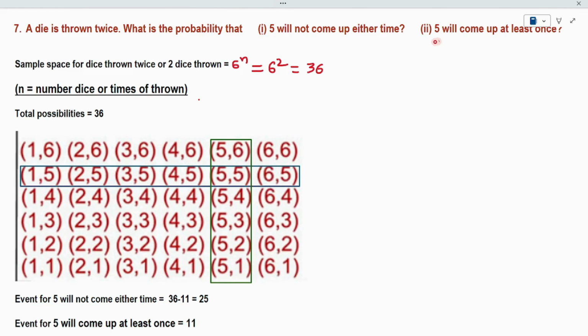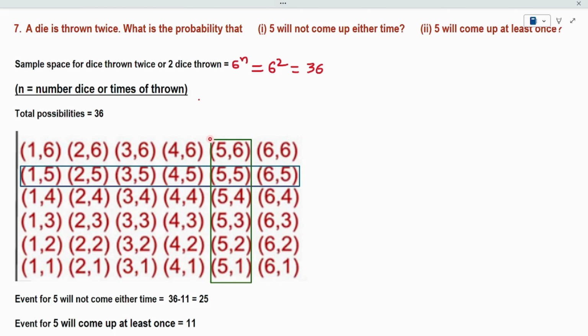Then we need to find the event for 5 coming up at least once. So we need to find the entries or items which have 5 at least once. Total this 6 items and this 5 items have at least one 5.